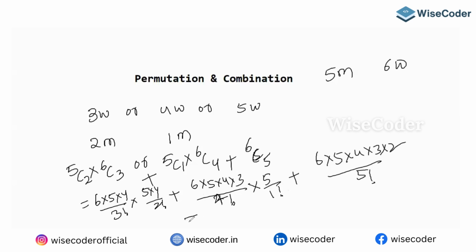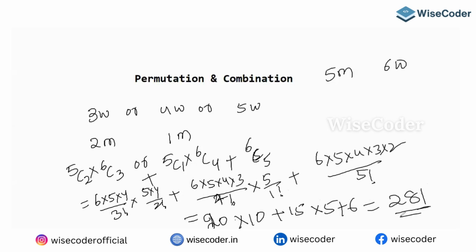If you calculate this, 20 into 10 plus 15 into 5 plus 6, you will get 281. Because 3 factorial means 6, the 6 will be gone, leaving 5 4, that is 20. 2 factorial means 2, so the 2s are gone, and 5 2s are 10. 4 factorial means 24, 6 4 the 24, so 5 and 3 will be left.